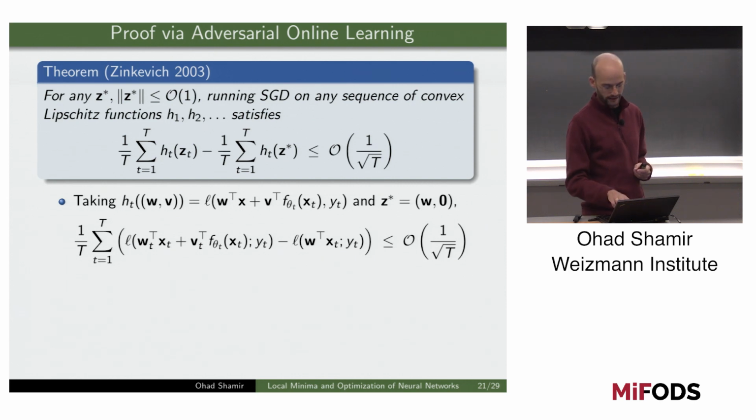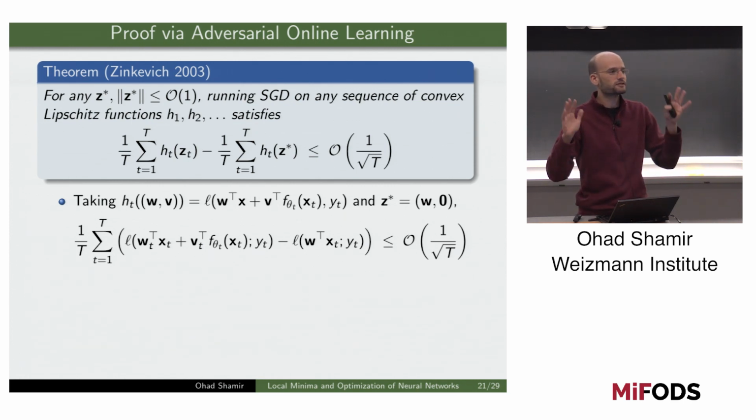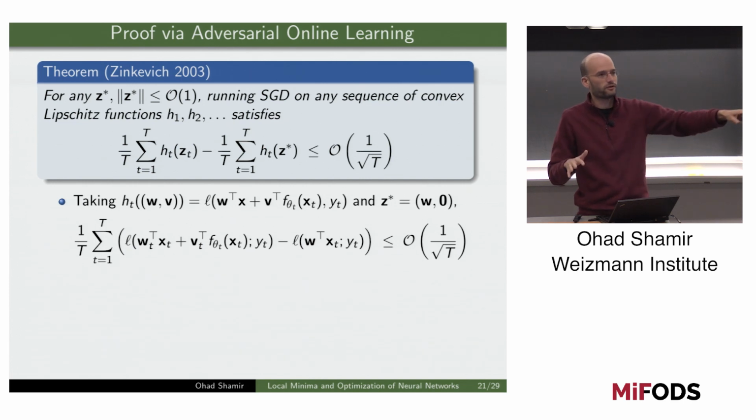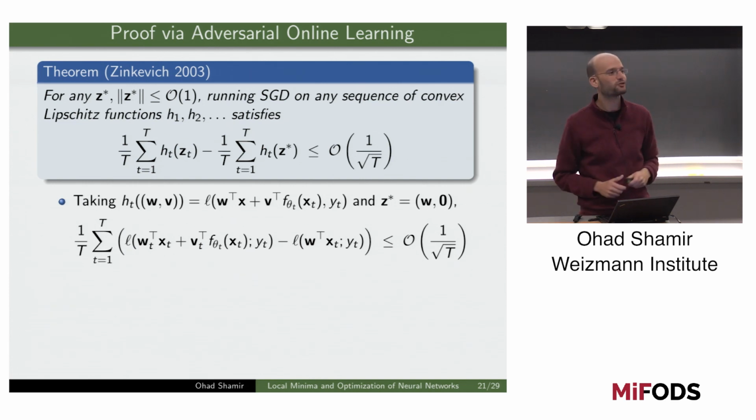Moreover, if I now take z star in the theorem to be just w and 0, where I make v 0 so the nonlinear part disappears, then just plugging it in, I get this kind of regret bound. And I'm guaranteed that this thing would be at most 1 over square root of t. OK, so I'm avoiding trying to understand what this theta t does. It's complicated. It might be some big network. It does weird things. But I don't care. I'm just assuming that it behaves in some arbitrary way. I just drill it into the loss, plug it into the result, and we get this guarantee.